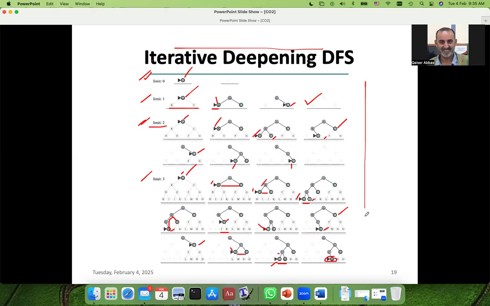So this idea is called iterative deepening DFS. Here we are increasing the limit on each step until we find the solution. So now this algorithm will definitely give us the solution, and it is removing the drawback of the simple DFS.